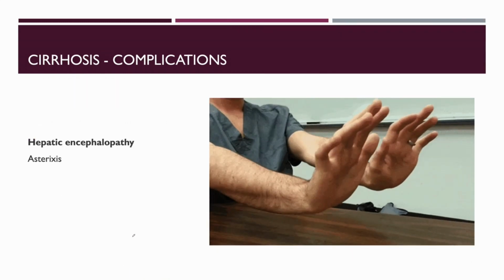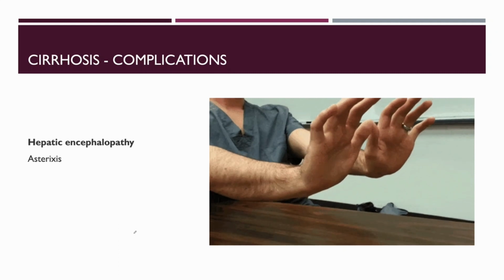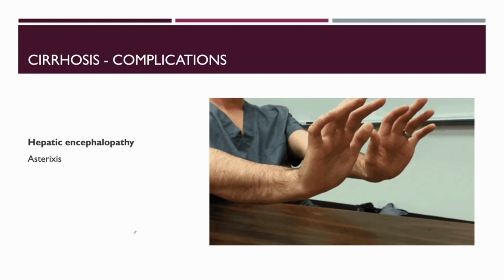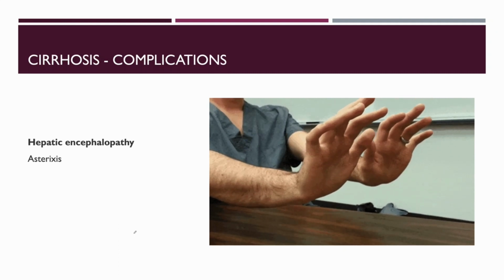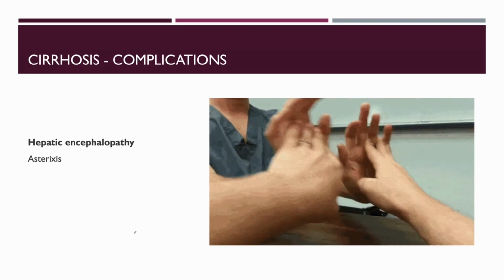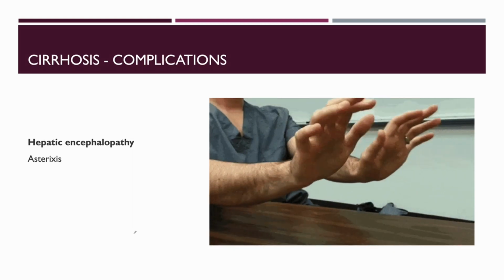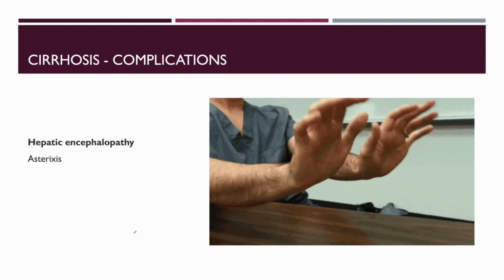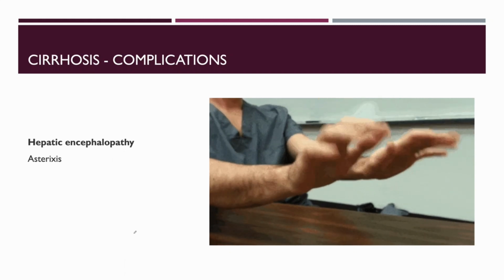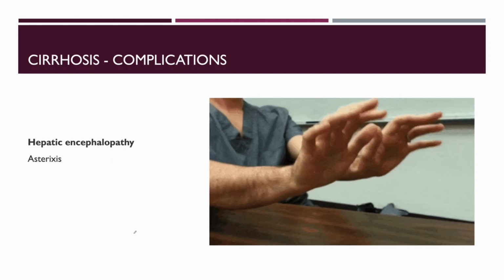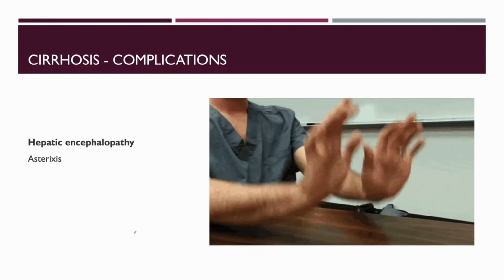Here is an example of asterixis. The patient holds their hands out in front of them with their wrists extended backwards, and then the practitioner comes in and pushes the hands, and it causes the hands to flap uncontrollably in front of them. The patient's not doing this, the body's doing it on its own. So this is asterixis.